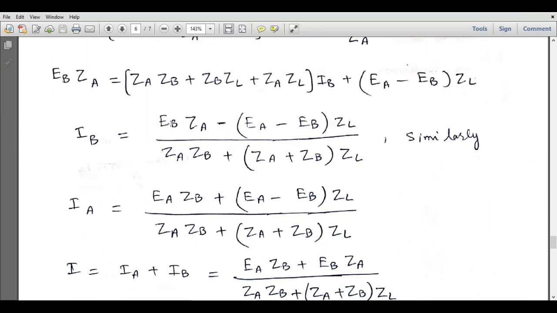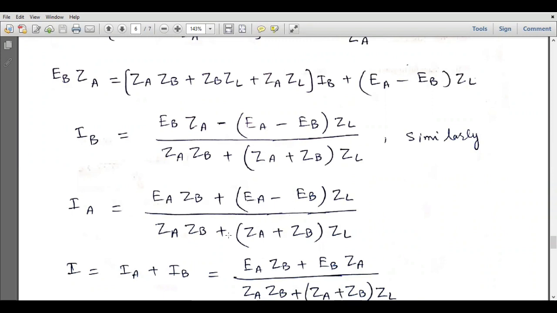and IA will be equal to this EA ZB minus, it will become EB and it will become EA. So minus EB minus EA times ZL divided by ZB ZA. So ZB ZA equal to ZA ZB, and it will be written as ZB plus ZA. So it can be written as ZA plus ZB times ZL. Now this term is minus EB minus EA for IA, and we can multiply this minus inside, and it will become again EA minus EB. So minus EB minus EA can be written as plus EA minus EB.